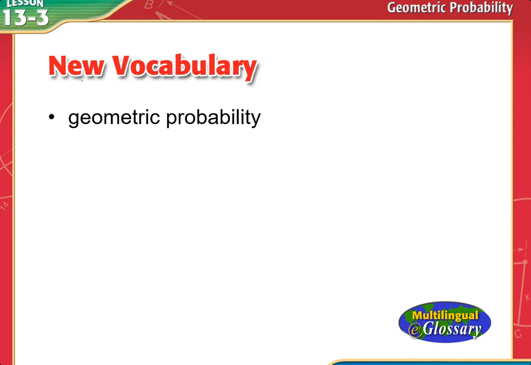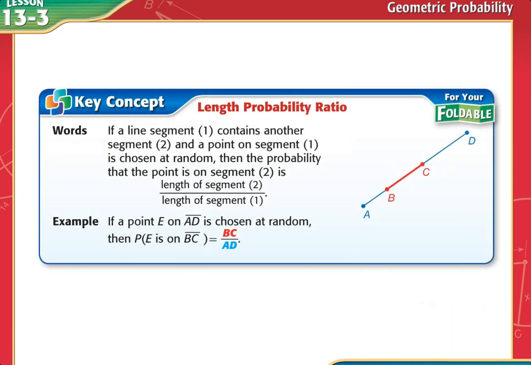Hello, geometry students. We're here in section 13-3. We have some new vocabulary, and the new vocabulary is geometric probability. Okay, so we have the length probability ratio.